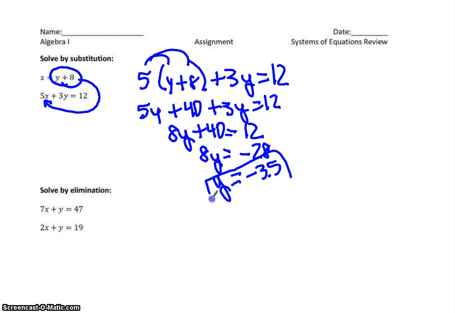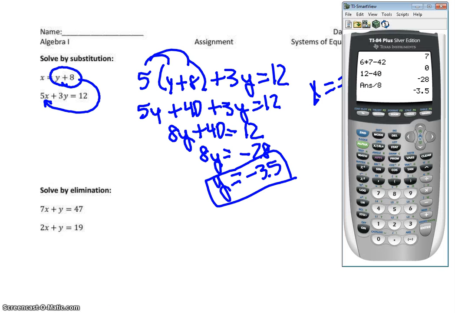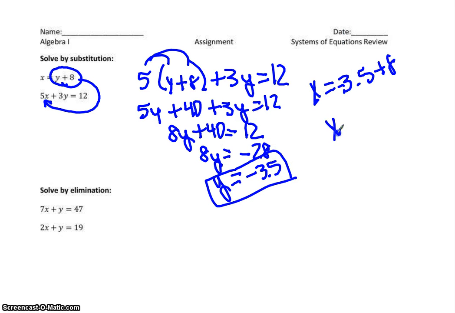A little unusual to get a decimal, but it is kind of a normal decimal, so we're okay. So x is equal to negative 3.5 plus 8. So you're going to want to come back to your calculator. Negative 3.5 plus 8 gives you 4.5. So x equals 4.5, and you have your answers.